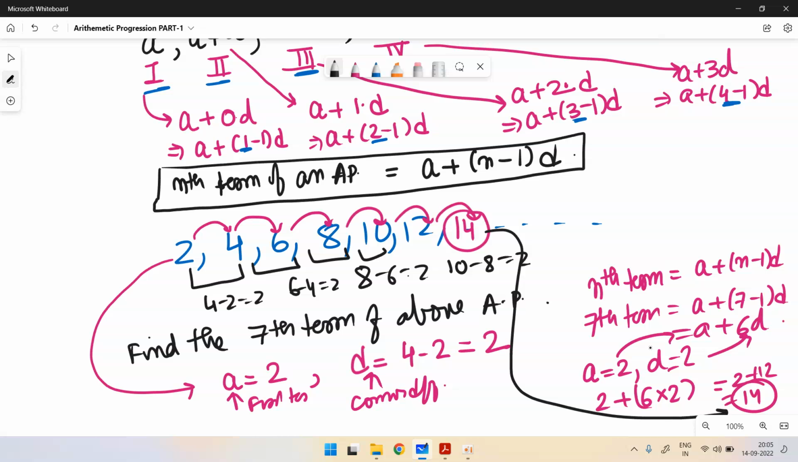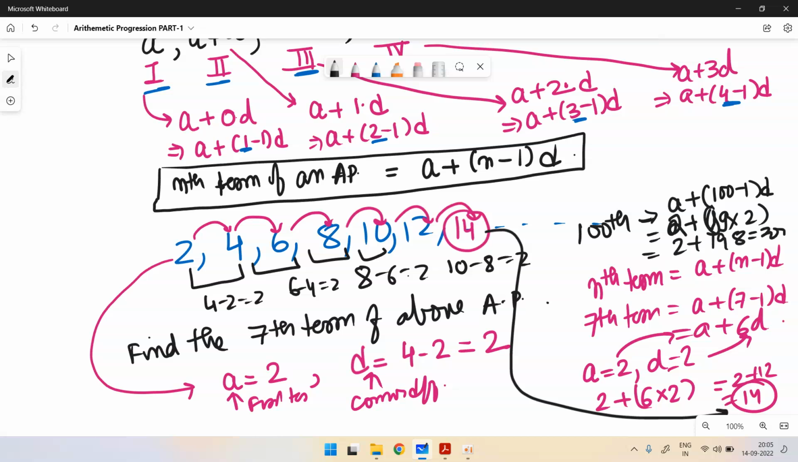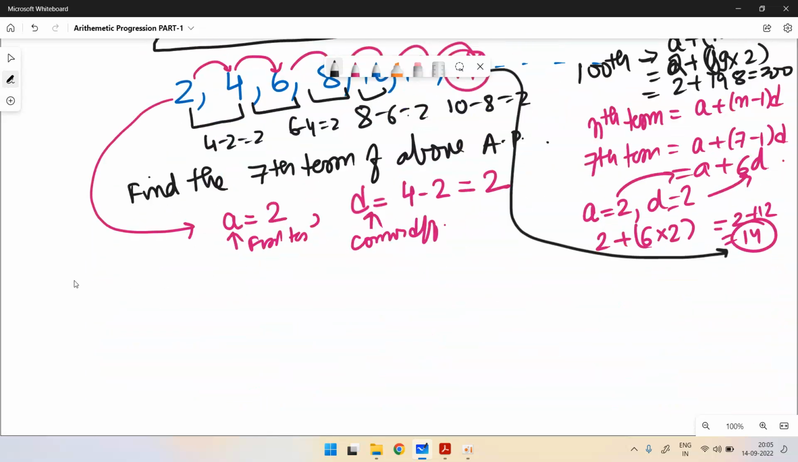Now suppose you need to find my 100th term. What will be my 100th term? The 100th term will be a plus 100 minus 1 d. A is given to be 2, so 2 plus 99 into 2, because 100 minus 1 is 99 and d is also 2. So this is 2 plus 198, and that is nothing but 200. So my 100th term will be 200. You can directly see from here that the 100th term will be 200, and you don't need to do a whole bunch of calculations.